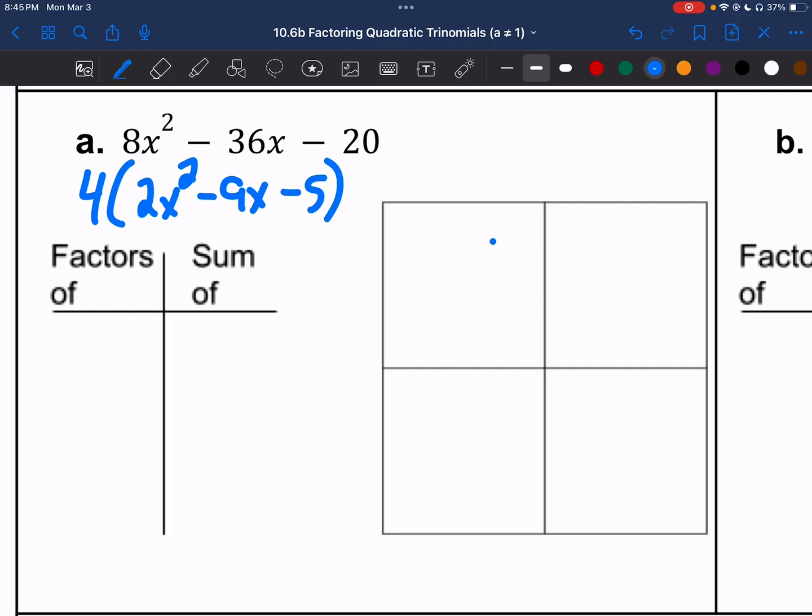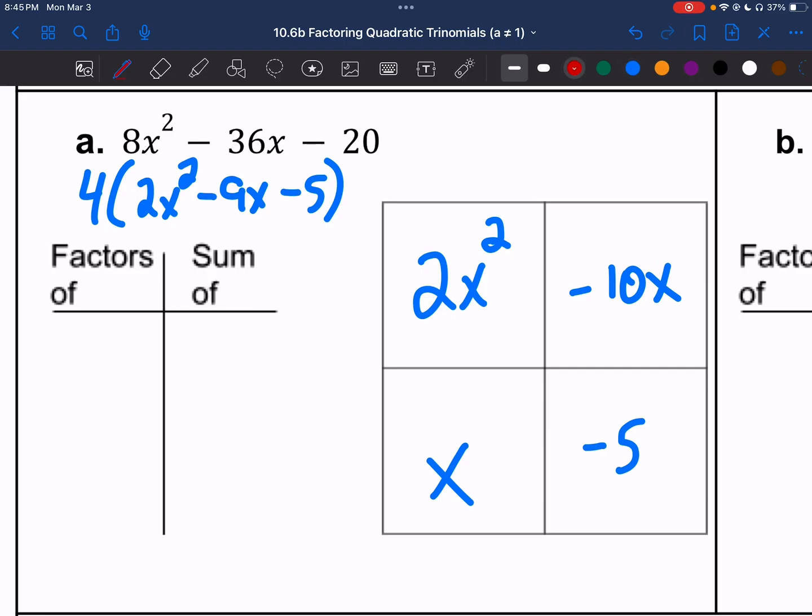Okay, so now we have 2x squared there. We have a negative 5 there. And I'm looking for factors of negative 10 that add up to negative 9. Well, that's minus 10x and that's plus an x. So my first row here, 2x squared, negative 10x, common factor 2x. Second row, x and negative 5, common factor is a 1. First column, 2x squared and x, common factor is an x. Negative 10x, negative 5, common factor is a negative 5.